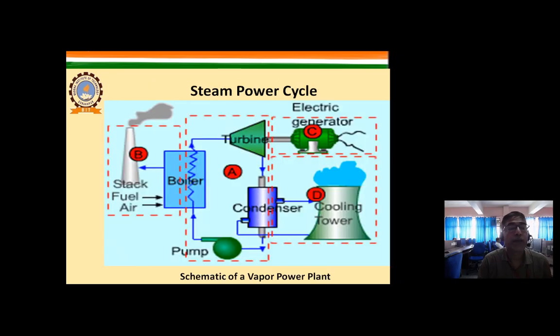Now the next topic is steam power cycle. As shown in the figure, you can see there are four parts in this figure. A part contains the boiler, turbine, condenser. In B, there is stack, fuel and air. And C part is the electric generator, and D part is related with the cooling, which consists of the cooling tower. This is the diagram of the vapor power plant.